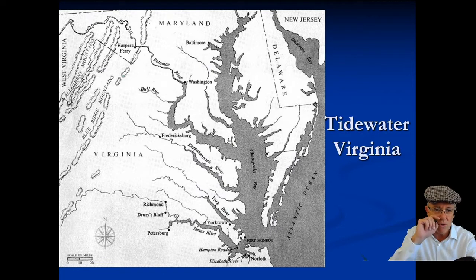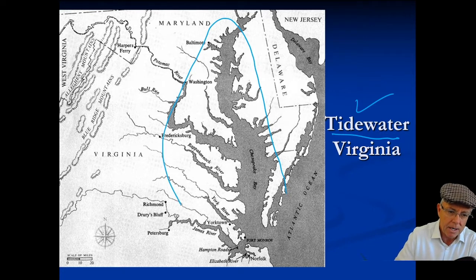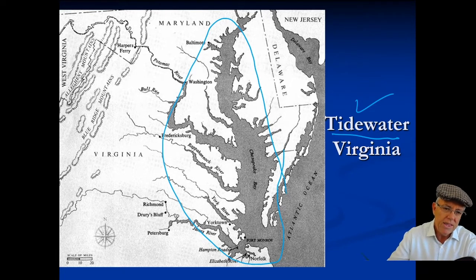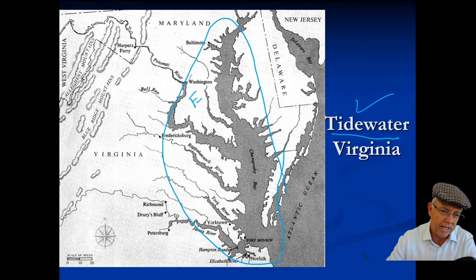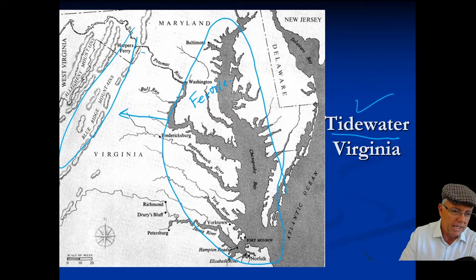Now, in order to understand this, you've got to understand what this thing called the Tidewater is. The Tidewater is this region here. This was the most fertile land. It was the most productive. It was the best area. And basically what's happening is people are moving west. This is the Shenandoah Valley. It's a big deal. But this is the best land over here.